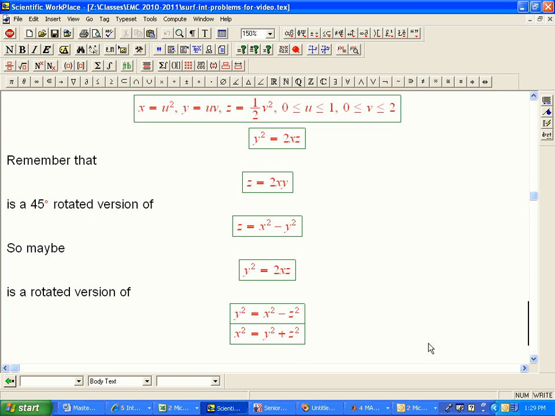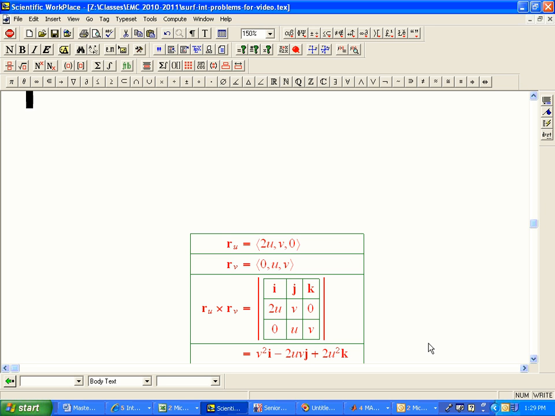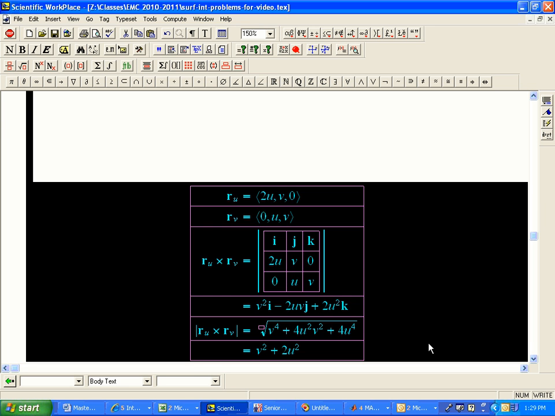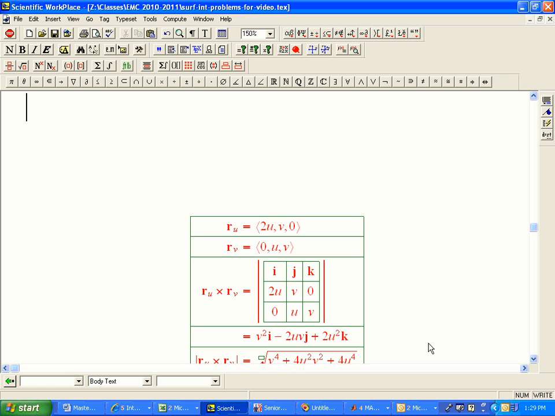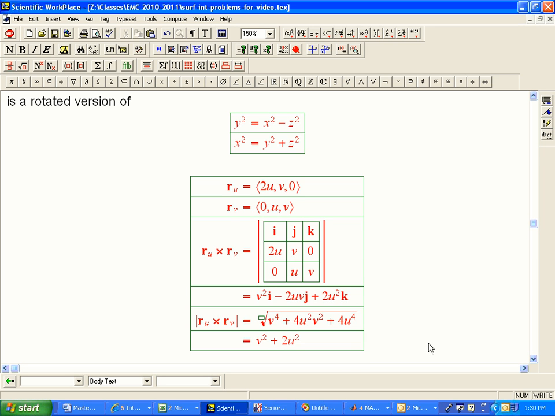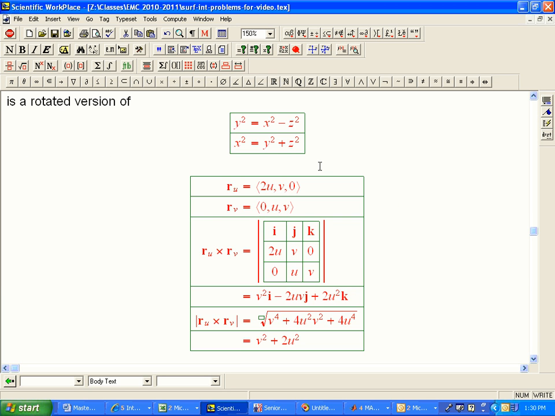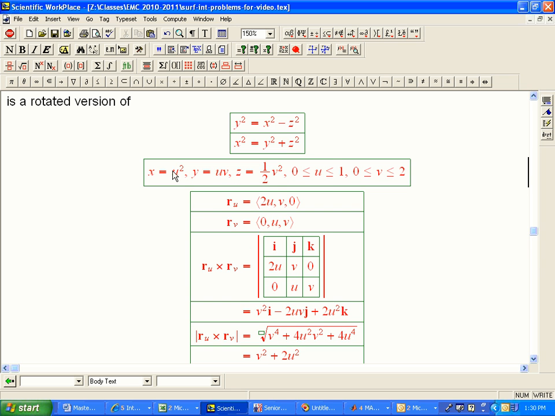Now I actually pre-prepared some stuff because it takes a while to write this down with the cross products and all. So let's see what we have here. Since they're giving us the parametrization already, we just calculate our r_u and our r_v. Let me bring this down. So 2u, v, 0 and 0, u, v for the partial derivatives. We put those into the cross product. We get v squared i minus 2uv j plus 2u squared k.